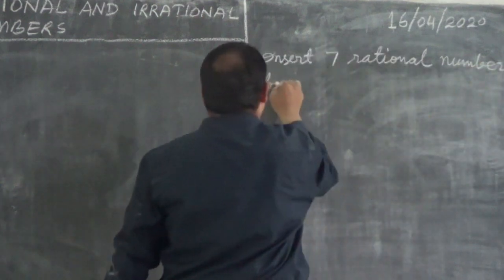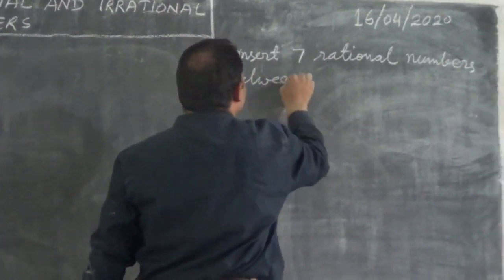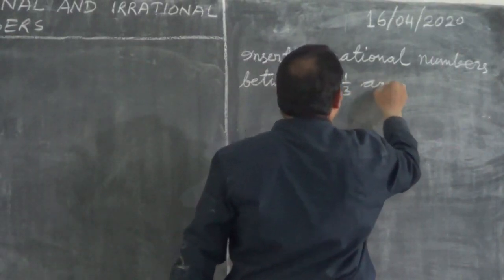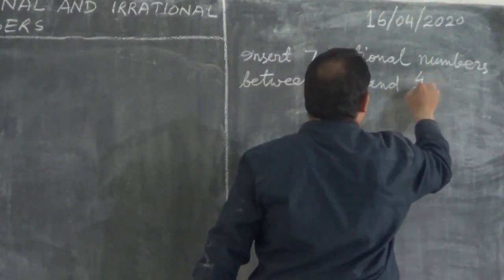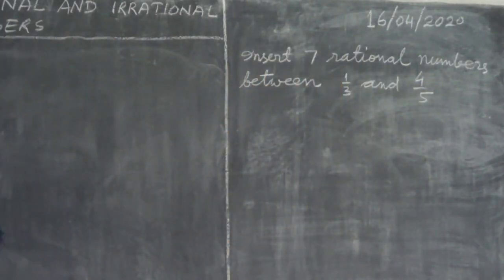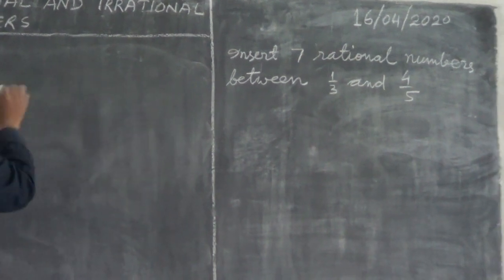Find 7 rational numbers between 1 by 3 and 4 by 5. I will explain some logic to you. See here.